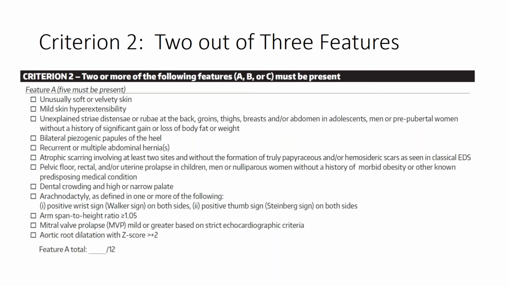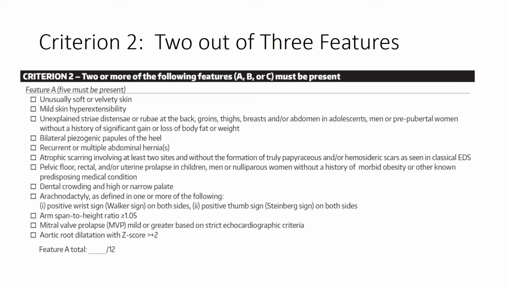Pelvic floor, rectal, or uterine prolapse in children or men or women who do not have a history of obesity or other predisposing medical conditions. Dental crowding and a high or narrow palate. Long, thin fingers, as defined by the presence of a wrist sign or thumb sign on both hands.